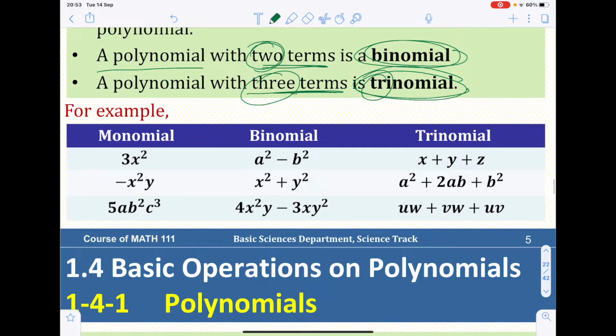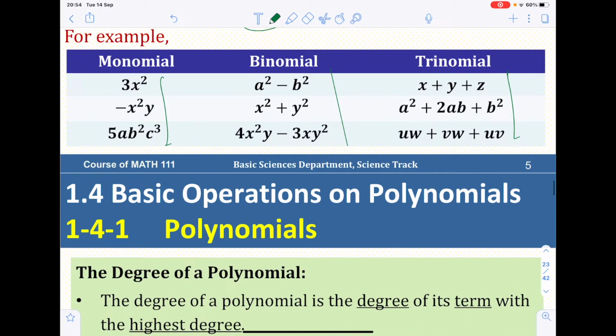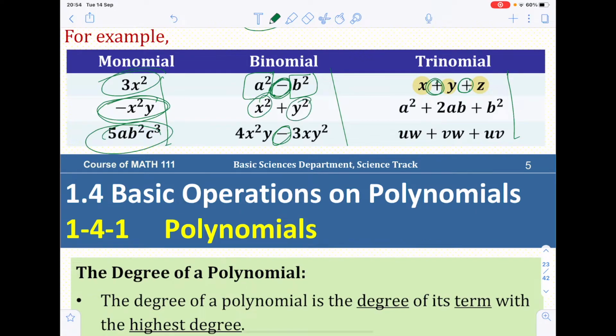These are examples of monomials, binomials and trinomials. As you can see, here you have 3 terms. How do I know they are 3 terms? In between each term we have a plus or minus. So this is one term, then the operation, then another term. Here I have only one term, only one term, only one term. But here I have 2, here I have 2, here 3, and in between there is a plus.